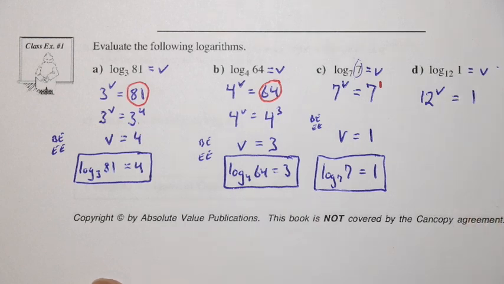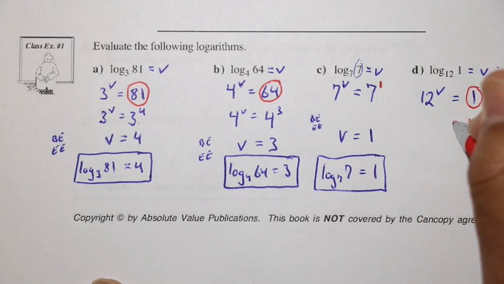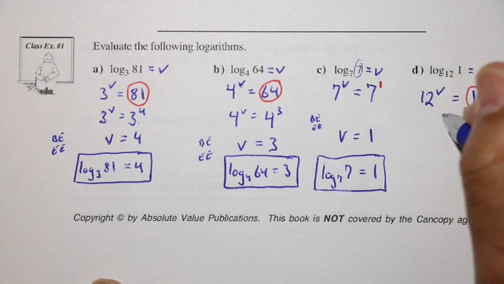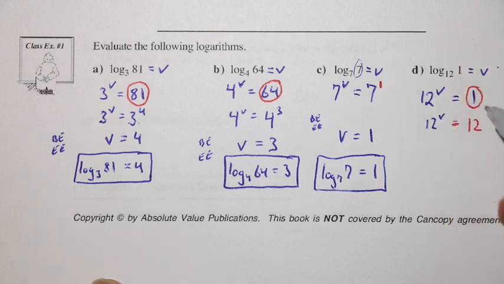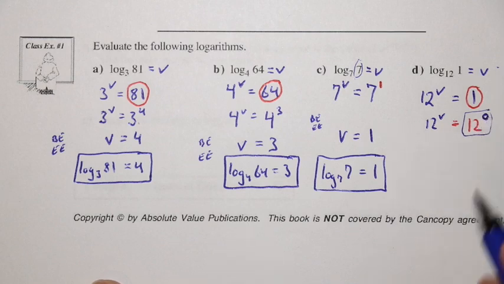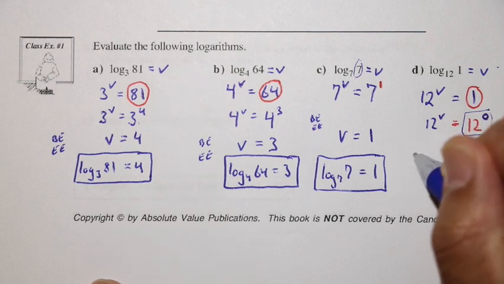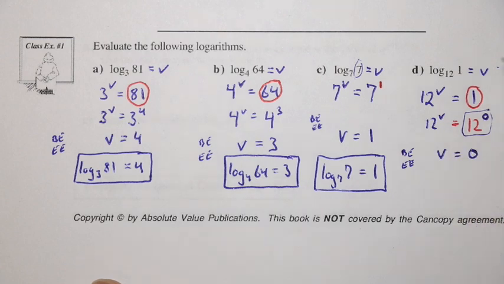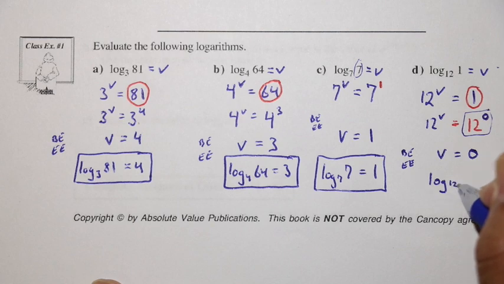And here, is it possible to change this number and make it so that it is written as a power with base 12? We have 12 to the v is equal to 12 to the 0, since 12 to the 0 is equal to 1. Remember that one of the exponent rules was a number raised to the exponent 0 is equal to 1. And so here, since the bases are equal, the exponents must be equal, so v is equal to 0, and v was this, so we can conclude that log base 12 of 1 is equal to 0.